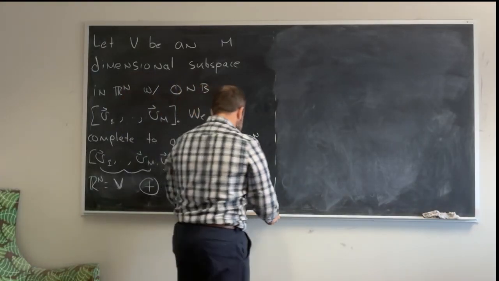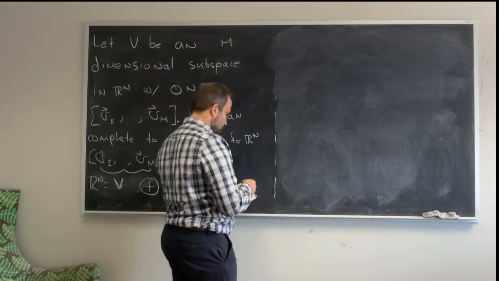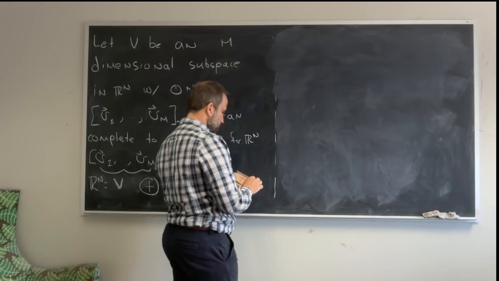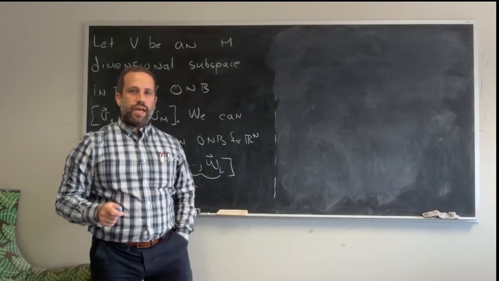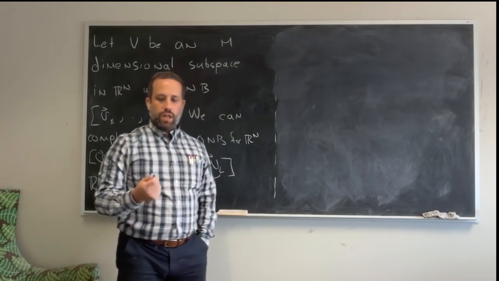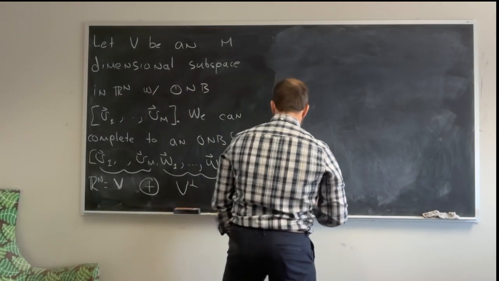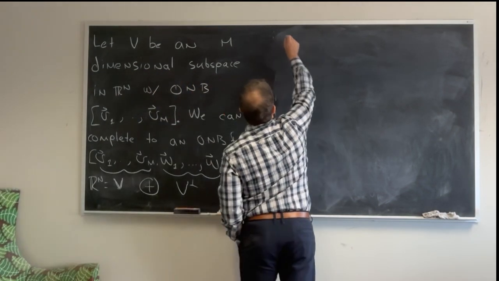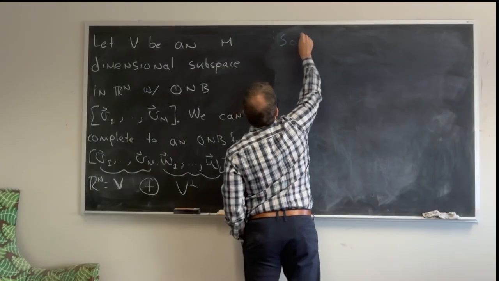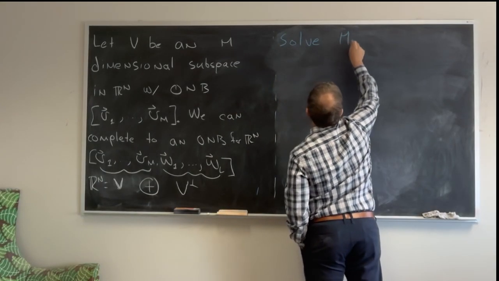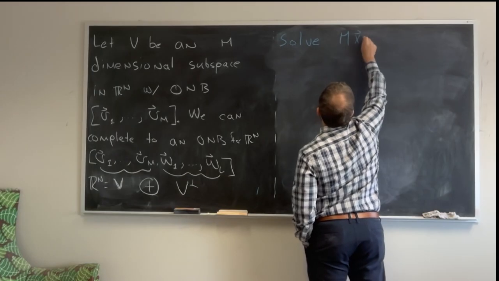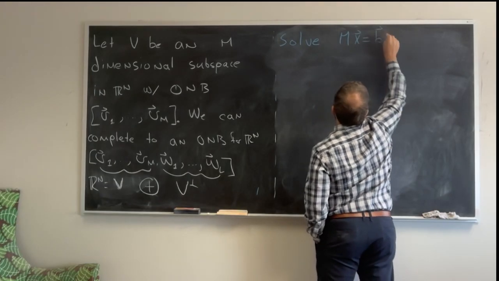So oftentimes the way this sort of thing gets applied is in the following situation. I'm going to go with a different color, maybe a slightly lighter color. So this idea gets applied in the following situation. So we want to do something like solve an equation Mx equals b.